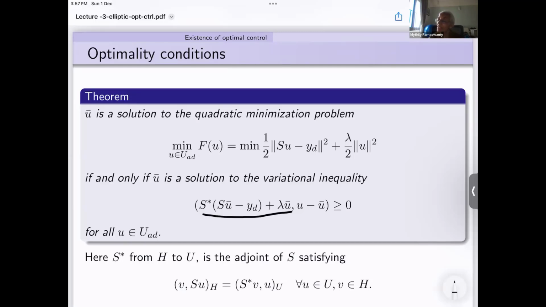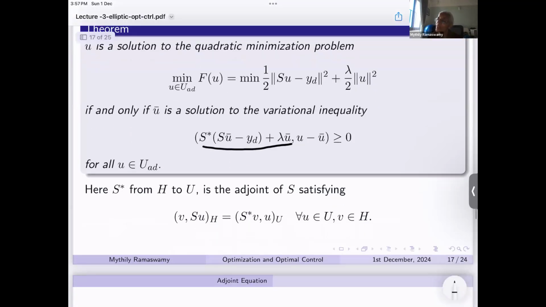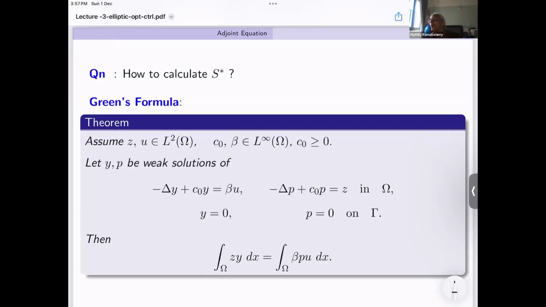So we have characterized the solution here, I mean the optimality condition, but I have to still calculate S star. How do we do that? That is the next thing, because our equation is given in terms of Laplacian. I have to find out what is S star in terms of the given equation. Now, in this situation, what comes to our rescue is a Green's formula.